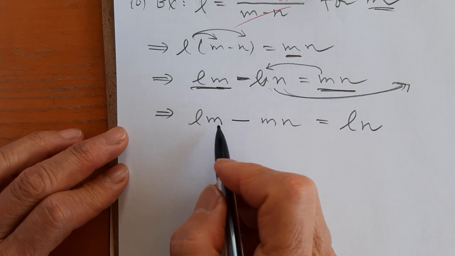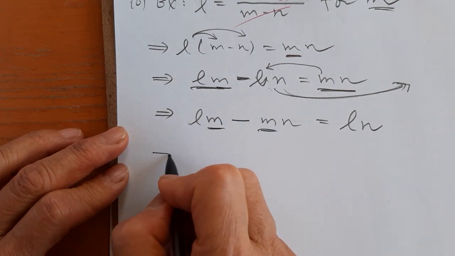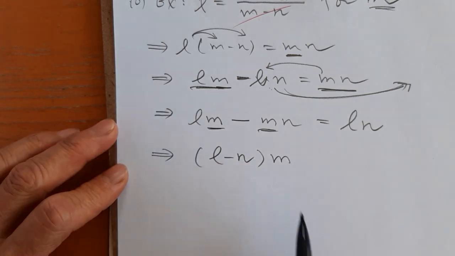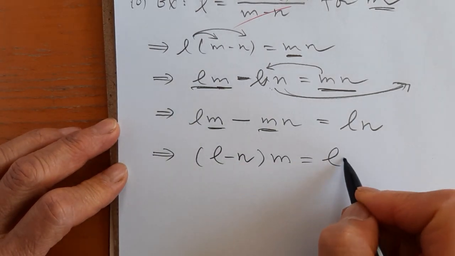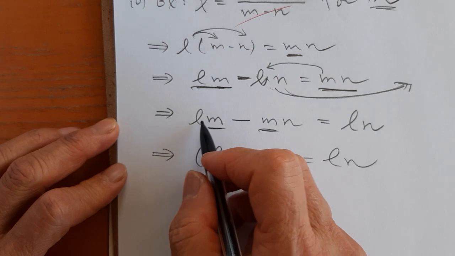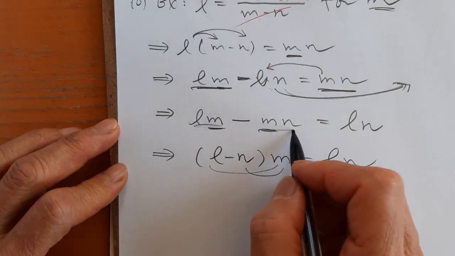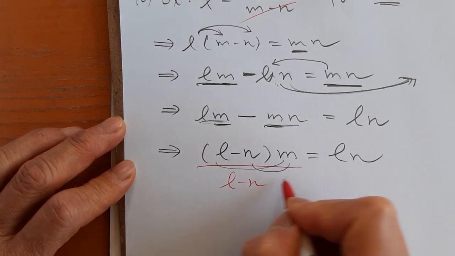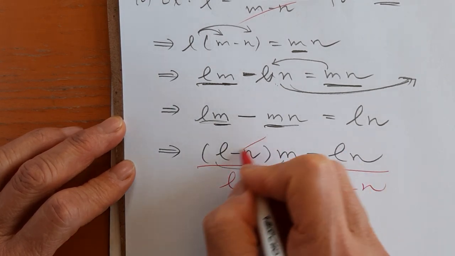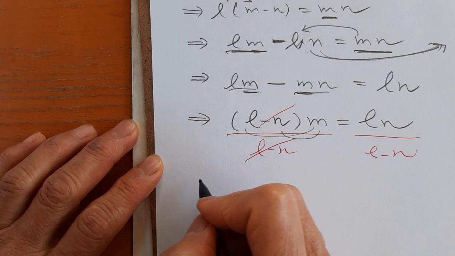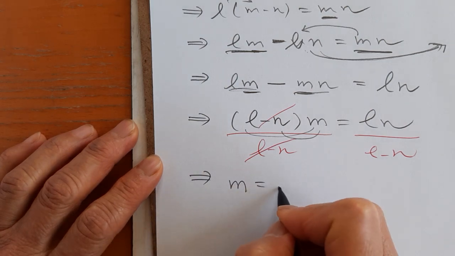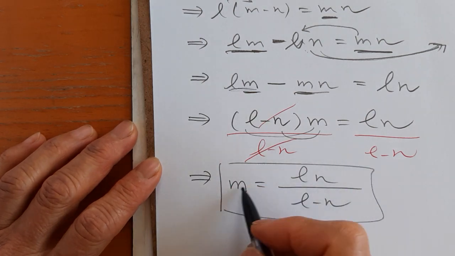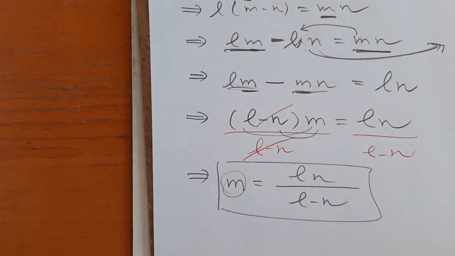Then the two terms have n, so you can factor out. So get m factor out, get L minus n, that's the distributive property, equal Ln. You can check it, Ln, check it, mn. Then divide by L minus n on both sides, L minus n cancels. That's solve for m. Get m equals Ln over L minus n. Only m on one side. The other side has no m.